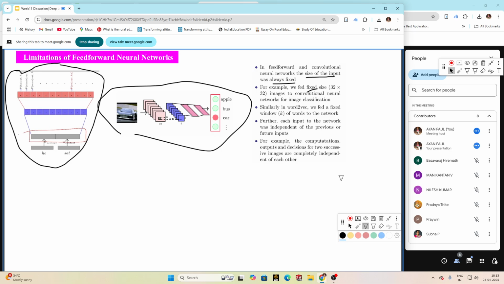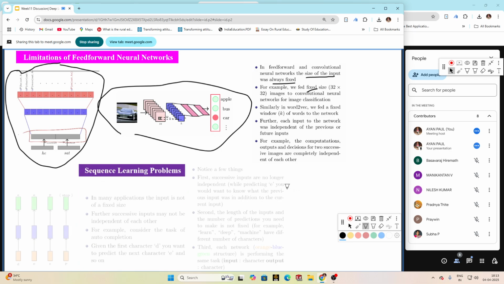Another limitation is that inputs are independent of the previous or future inputs. In the image case, whatever you supply to your convolutional neural network at time step t will be completely independent of the image fed to it in the future or even in the past. That means there is no dependency between the previous or future inputs. That is another limitation of feed forward and convolutional neural networks.